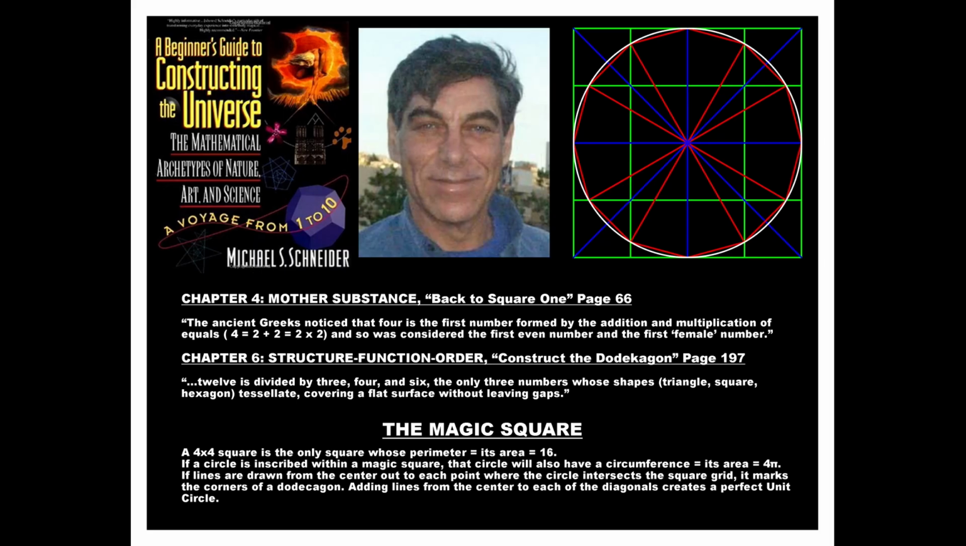If a circle is inscribed within a magic square, that circle will also have a circumference that is equal to its area, which is 4 pi. If lines are drawn from the center out to each point where the circle intersects the square grid, it marks the corners of a dodecagon. Adding lines from the center to each of the diagonals creates a perfect unit circle.